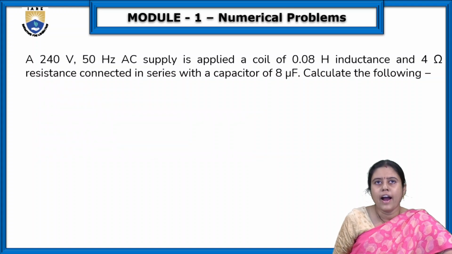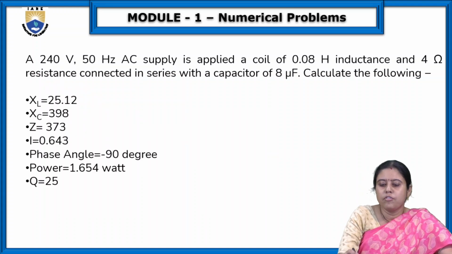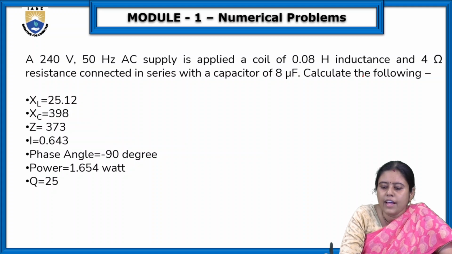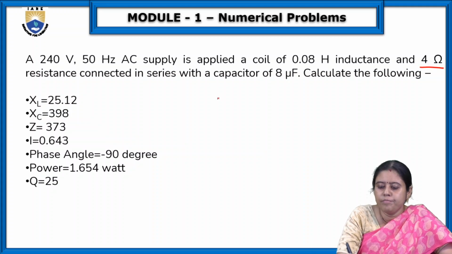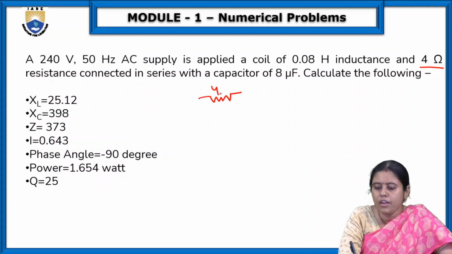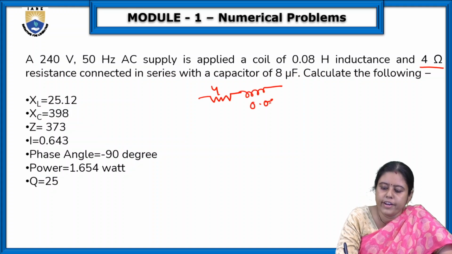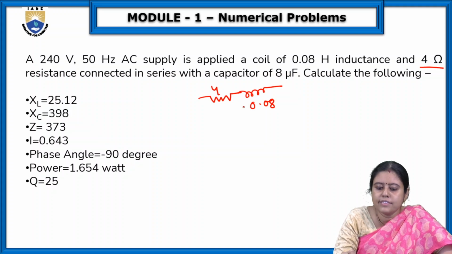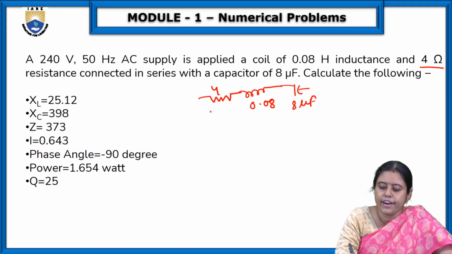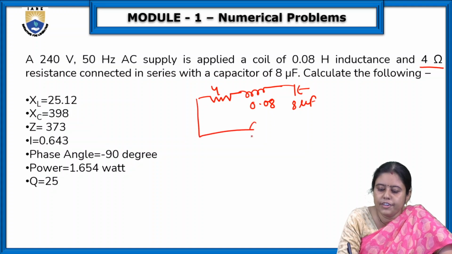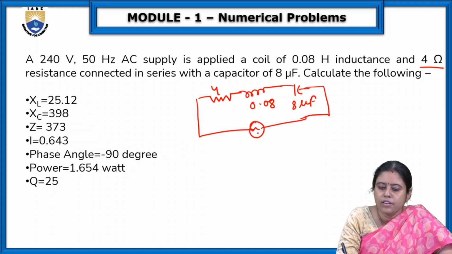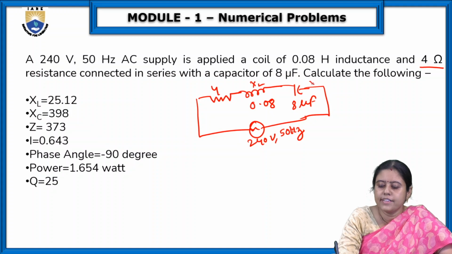So one RLC circuit. What is the RLC circuit? The R value is given, 4 ohm. What is the inductance? Inductance value is given 0.08. And what is the capacitance value given? 8 microfarad. What is the voltage? The voltage is given as 240 volt 50 hertz.